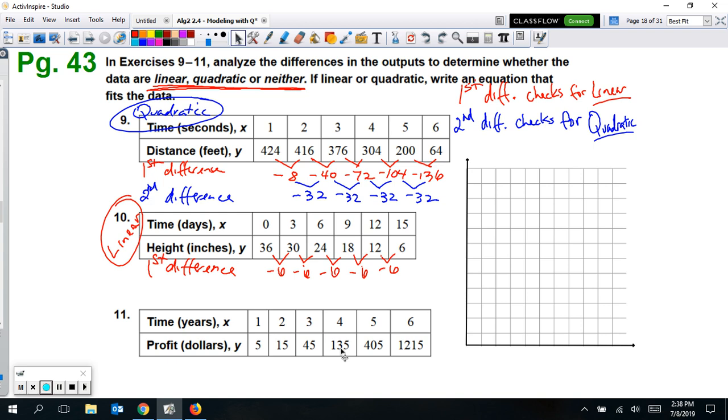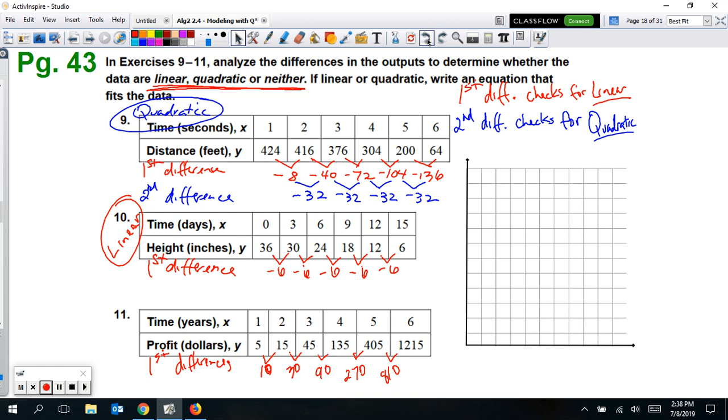Number 11, now we'll take a look at these numbers. These ones are going up. Our first difference is from 5 to 15, going up by 10. 15 to 45 is going up by 30. 45 to 135 is 90. Then 135 to 405 is going up by 270. And the last one is going up by 810. So obviously this is not a linear function.